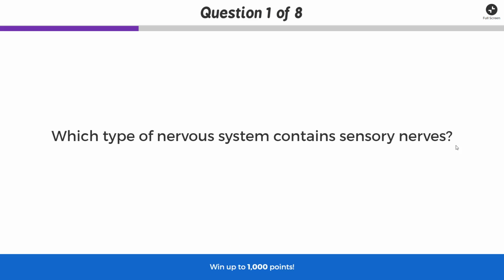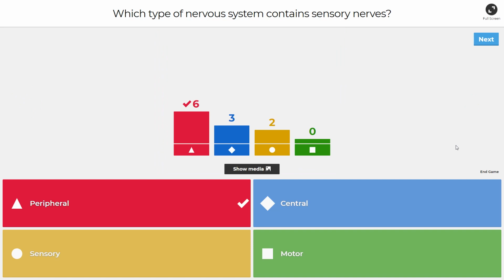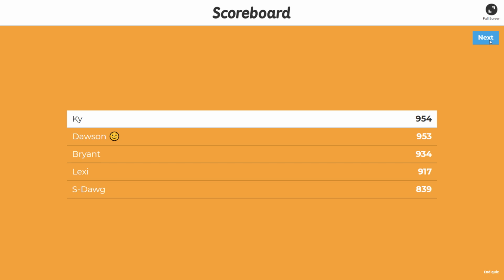Which type of nervous system contains sensory nerves? All right, most of you got it. It's the peripheral nervous system. The peripheral nervous system is made up of your nerves, right? So sensory nerves, motor nerves, all of it. What about the central nervous system? What's that made up of? Brain and spinal cord. It's encased in bone, right? Skull, spinal cord. Kai's winning it.